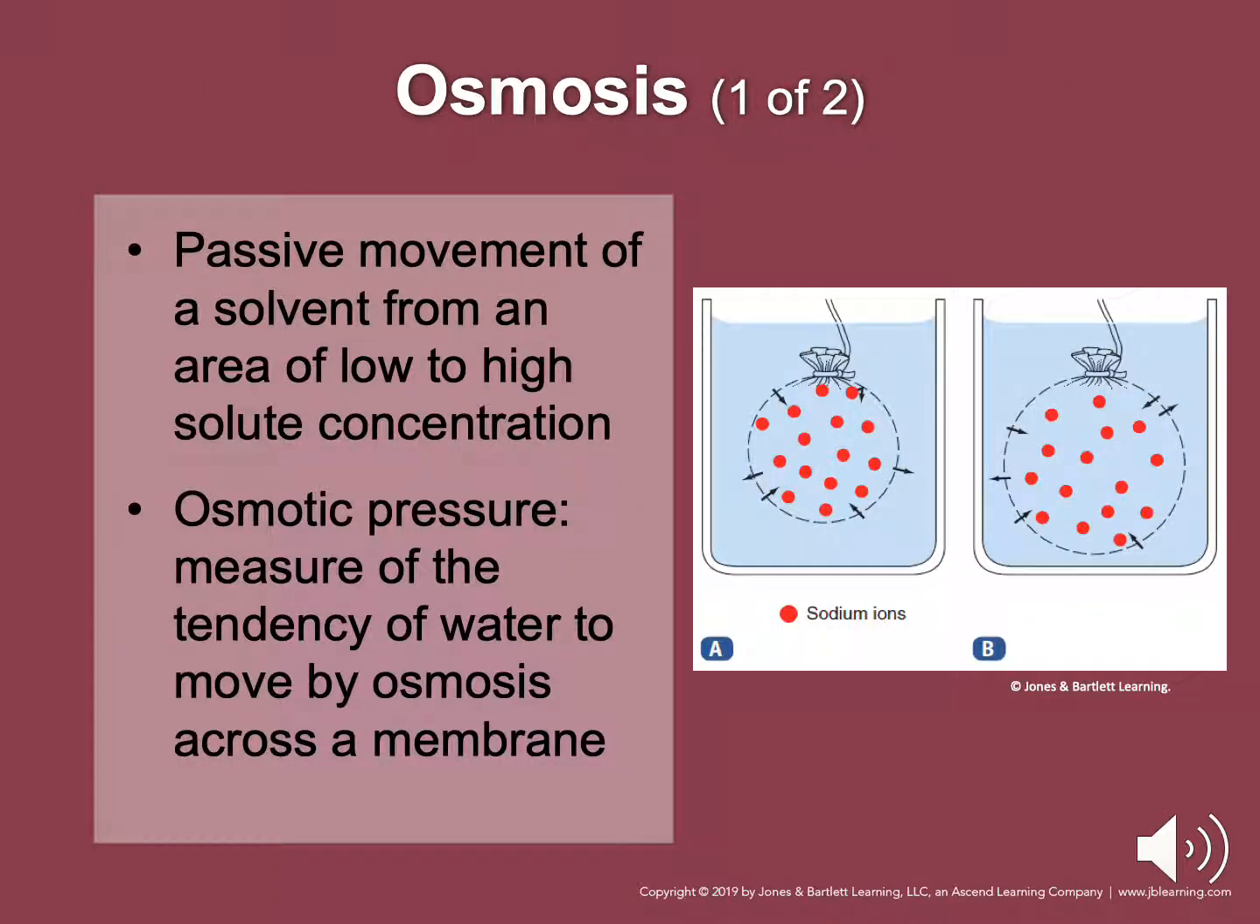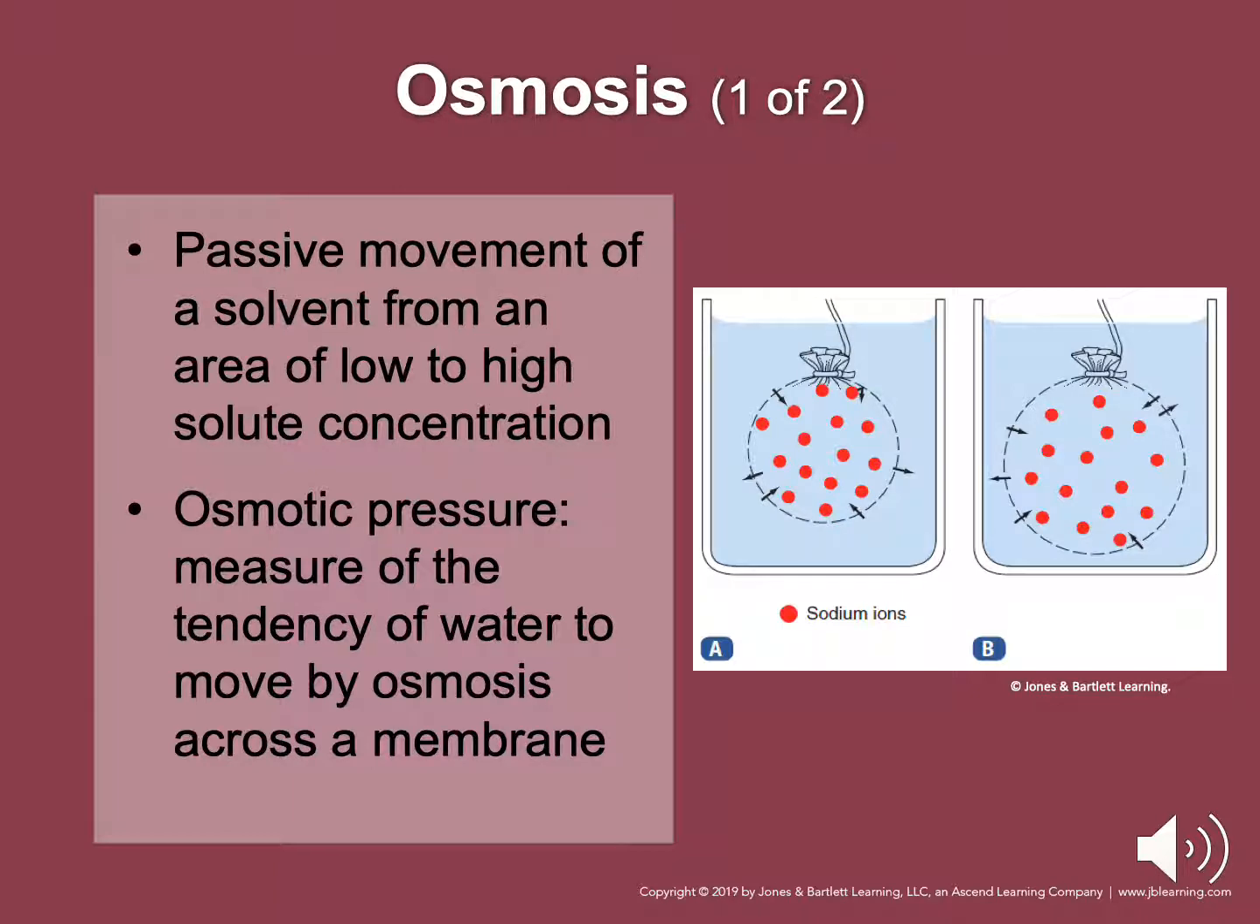Next, osmosis. Osmosis is the passive movement of a solvent from an area of low to high solute concentration. The osmotic pressure is the measure of the tendency of water to move by osmosis across a membrane.